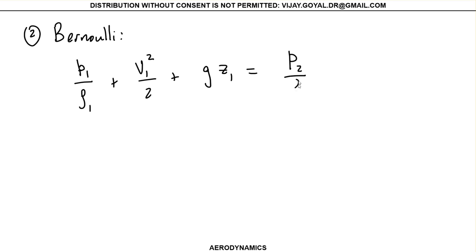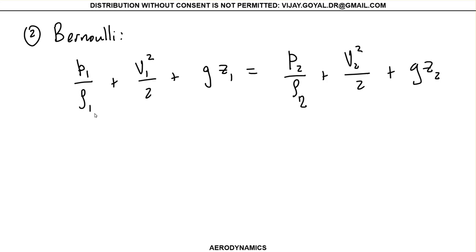Okay, and just remember, I'm using Bernoulli because I don't have heat transfer, it's incompressible flow, and the shear effects are not included in the problem. So the Bernoulli equation tells me P1 over rho 1 plus V1 squared divided by 2 plus g Z1 is going to equal P2 over rho 2 plus V2 squared over 2 plus g Z2.